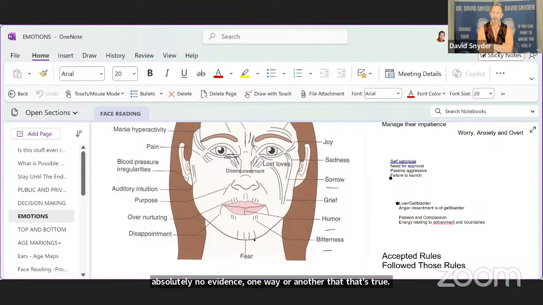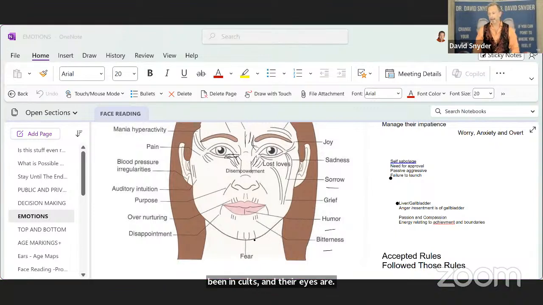There have been people whose eyes I've looked at who've been in cults, and their eyes are not smooth. So it's like any behavioral trait. I think you have to really have a large population to figure out how true that is. Eyebrows on top of the nose with a curve? I have no idea what that means. That's from Botox.